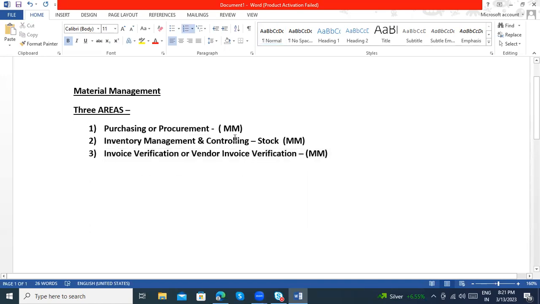So I'll tell you: purchasing and procurement is obviously MM, and inventory management is also MM. Coming to invoice verification, this is also MM only. But some clients will have it go to the finance people, who will handle the invoice verification. But 99% of this will come under MM only. Does anyone know why it is coming under MM?